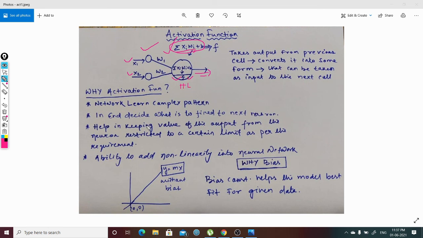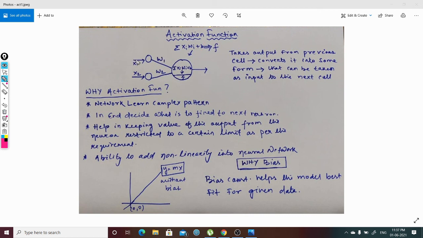So basically, in the end, what value should be fired as per the requirement is decided by the activation function. Whether this neuron is likely to get fired or not is decided by the activation function. And one more advantage of using an activation function is that it helps in keeping the output value from the neuron restricted to a certain limit as per the requirement.